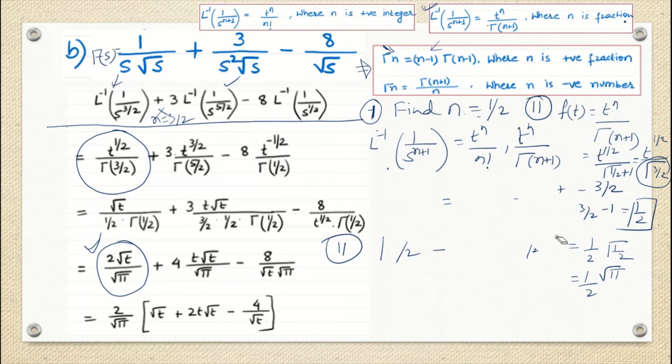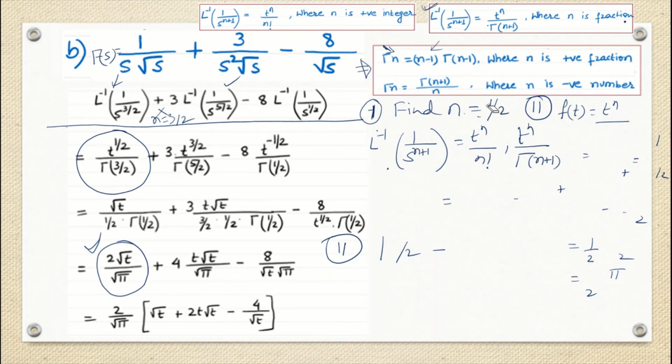We have to start with step 1. Step 1 says to find what is my n. So now I have to write down what is my n. To find n, I have to compare 1 by s to the power n plus 1, that means this general formula, with 1 by s to the power 5 by 2. So n plus 1 is 5 by 2.